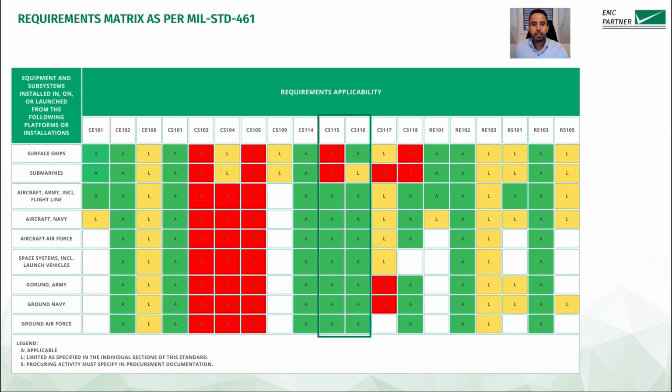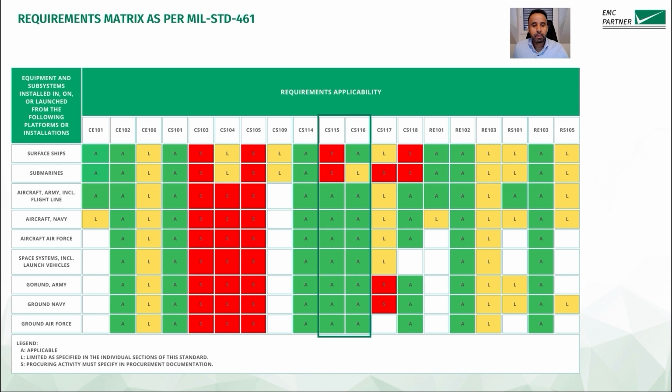Here you have the requirements matrix, which can also be found in the standard according to the G version. As I said before, there are 19 tests, and as you can see, depending on the installation, whether, for example, on surface ship or submarine installation, you will have different test requirements. Green areas refer to applicable and mandatory tests to the platforms. Yellow refers to L, which means limited customer specific requirement.